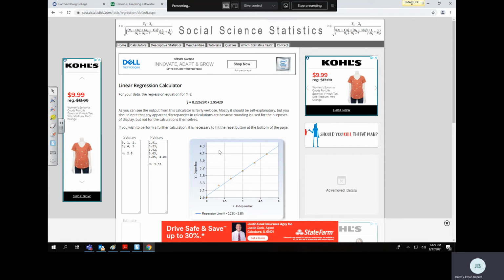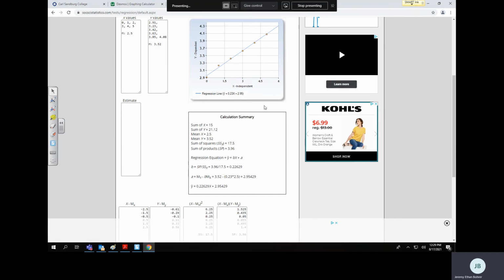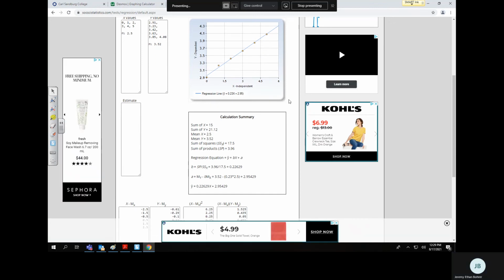You don't need to do all of this by hand unless you're told to. I recommend that you try a couple problems by hand, but beyond that, use the calculator. You have these tools for a reason, and it's just silly to do all of that extra work by hand.